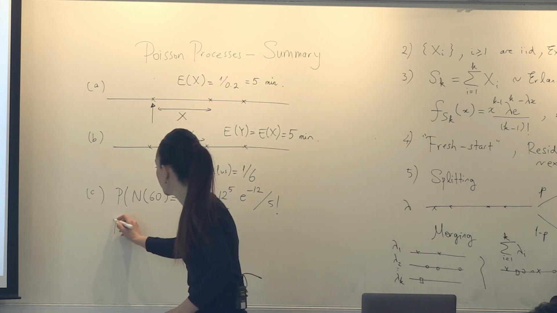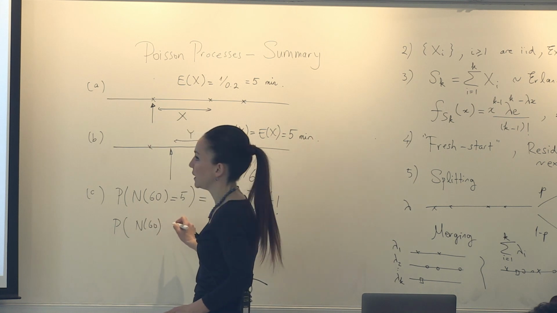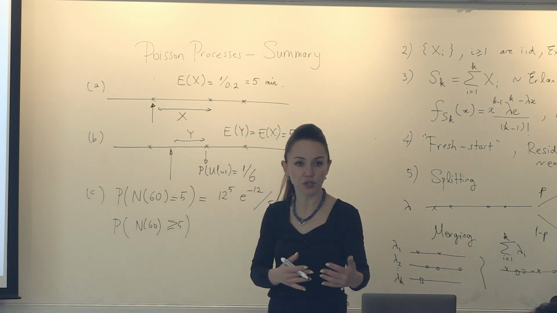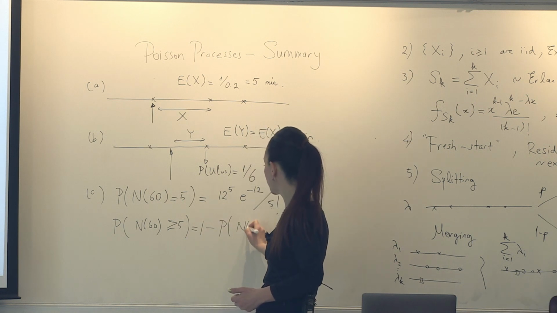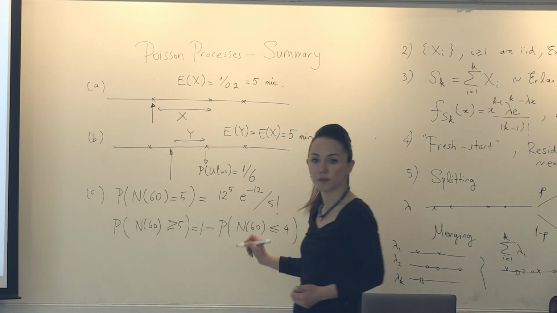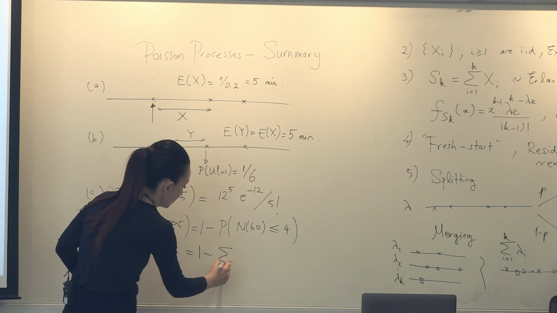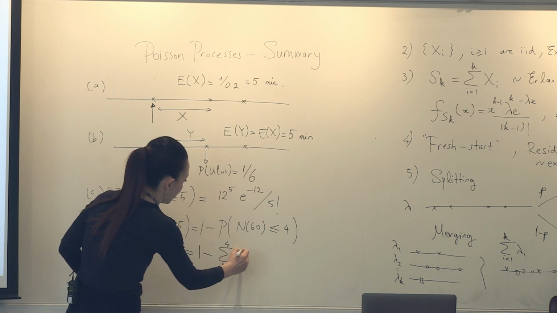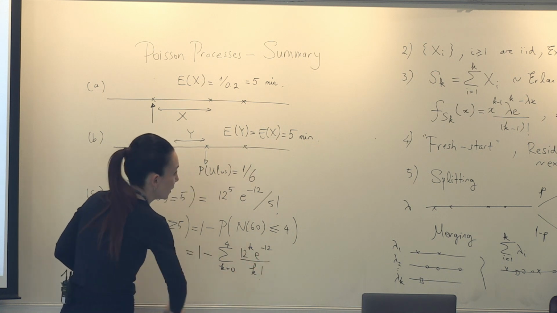Right. So this is the probability that N of 60 is bigger or equal to 5. But bigger or equal to 5 would require infinite summation. Instead, we could subtract from 1 the probability that N of 60 is less than 5, or less than or equal to 4. Which is 1 minus the summation for k from 0 to 4 of 12 to the k, e to the minus 12 over k factorial. Any questions so far?